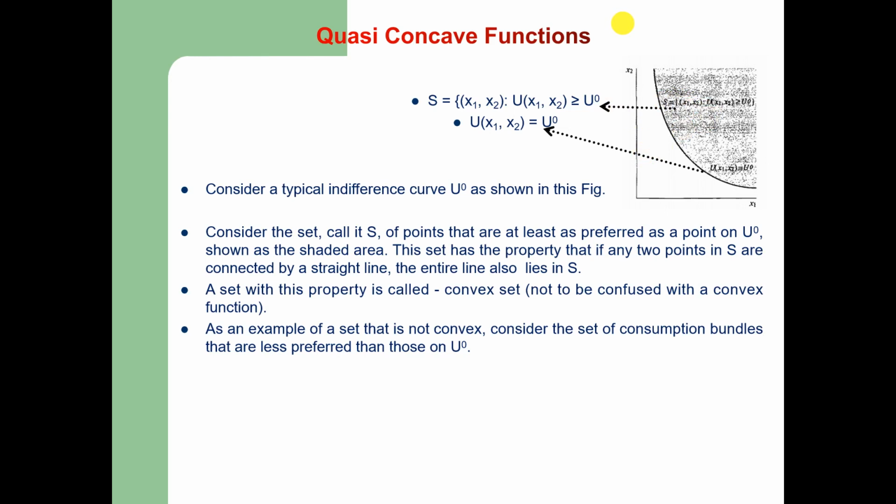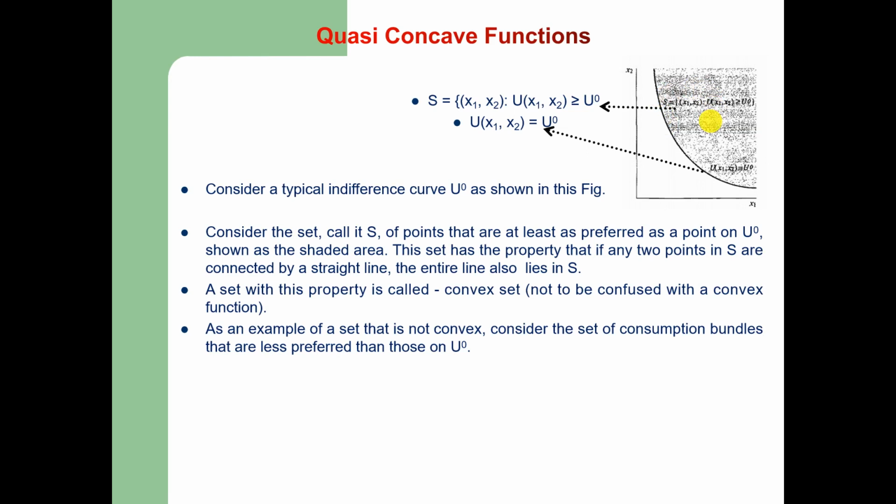This set has the property that if any 2 points in the set are connected by a straight line, the entire line also lies in S. It means that this whole set in the shaded area is a convex set. So a set with this property is called a convex set, but it should not be confused with a convex function. There is a big difference between a convex set and a convex function. So we are talking here of a convex set rather than a convex function.